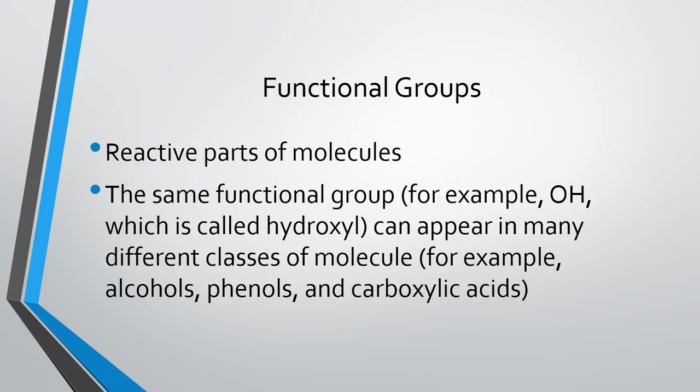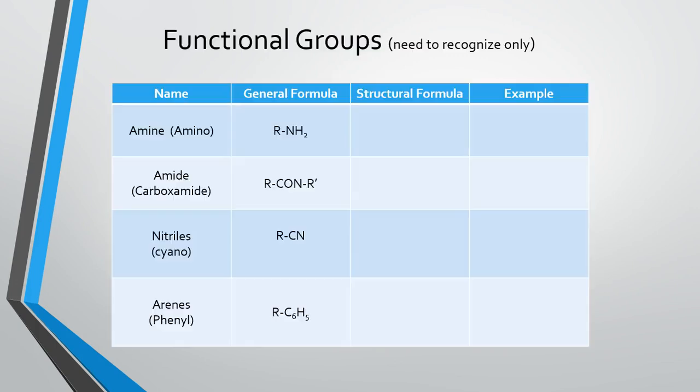Okay? All right, so let's talk about functional groups. These are the reactive parts of molecules. Okay? So if we replace a hydrogen with some other atom or group of atoms, it can change the properties and function of the molecule. The same functional group, for example, an OH group, which is called a hydroxyl group, can appear in many different classes of molecules. So for example, you see hydroxyl groups in alcohols, phenols, and carboxylic acids.